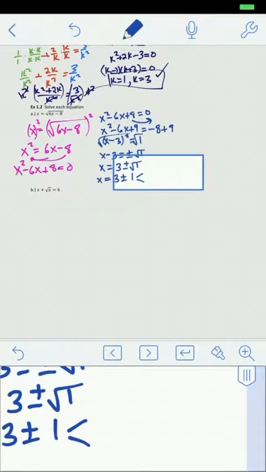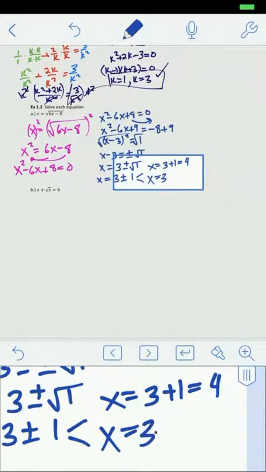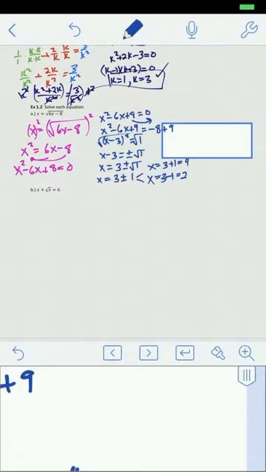In other words, I get x is equal to 3 plus 1, or 4. Or x is equal to 3 minus 1, or 2. And there is my solution. X is equal to 4, comma 2.